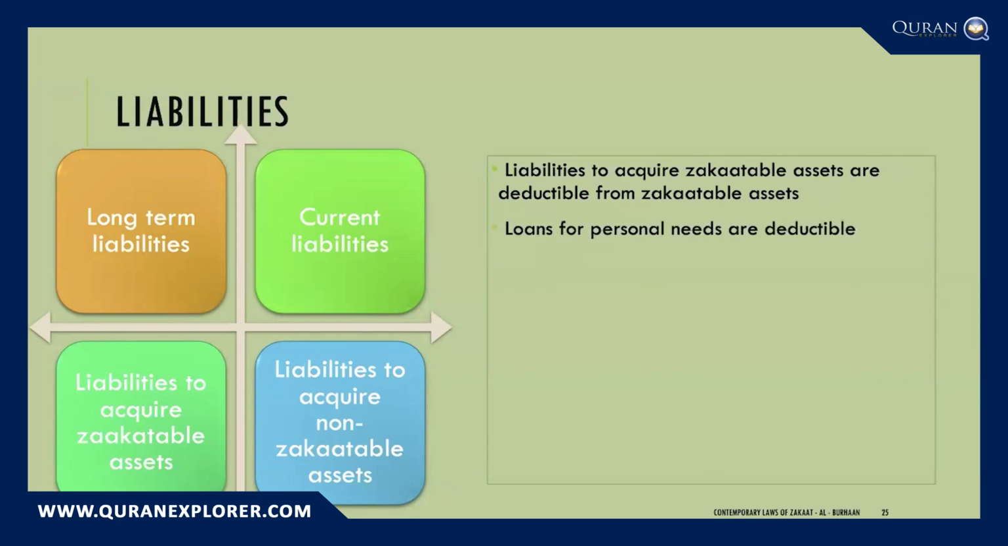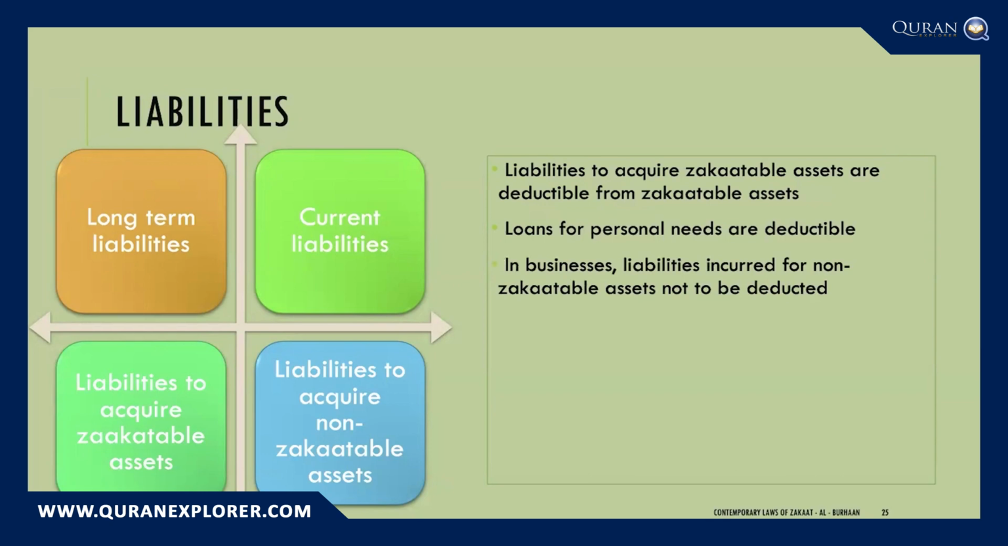Another principle is that in your personal capacity, if you've taken out a loan for your personal needs, whatever that might be, that loan would be deductible from zakatable assets. Now, when we look at businesses, then typically liabilities that have been incurred for non-zakatable assets should not be deducted. So if you've got financing, even if it may be Sharia compliant financing for the acquisition of equipment in your business, equipment is not a zakatable asset, so the financing may not necessarily be deductible.